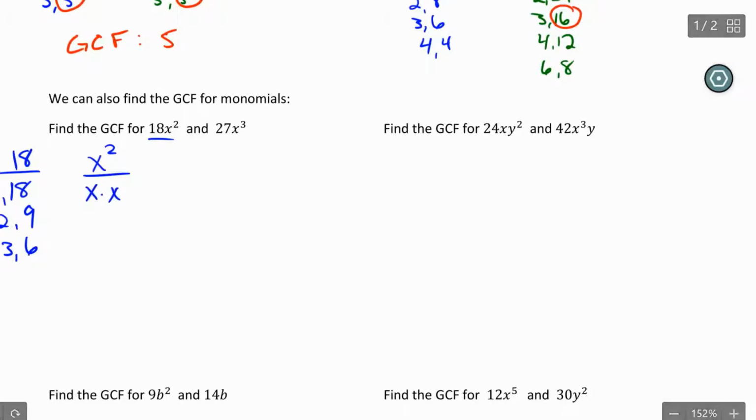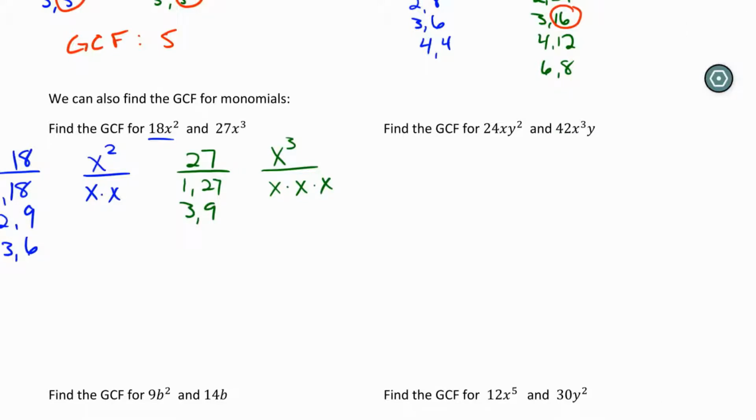Okay. Then let's think about our 27x cubed. If I think about just the 27 part and all the factors that I've got there, I've got 1 and 27, 3 and 9, and that's it. Then x cubed is just x times x times x. So when we're looking for that greatest common factor, for the number parts, we're still looking for the greatest number that they have in common.